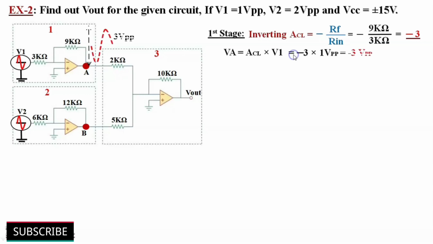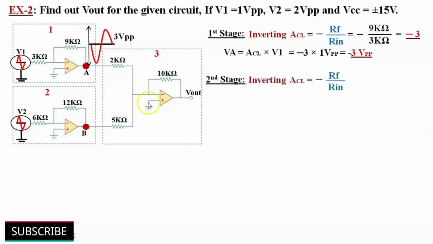That gives minus 3 volt peak to peak output at point A. This minus sign indicates that both input and output are 180 degrees out of phase. Second stage is also inverting configuration. So ACL is equal to minus RF by Rin, that is equal to minus 12 kilo ohm divided by 6 kilo ohm. That gives minus 2 as voltage gain of this second stage.